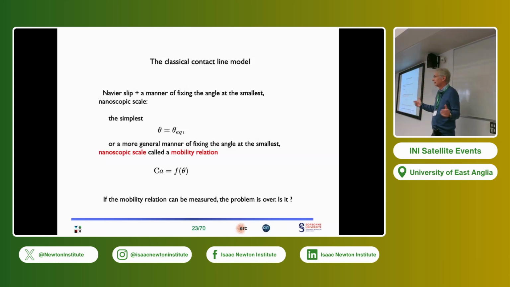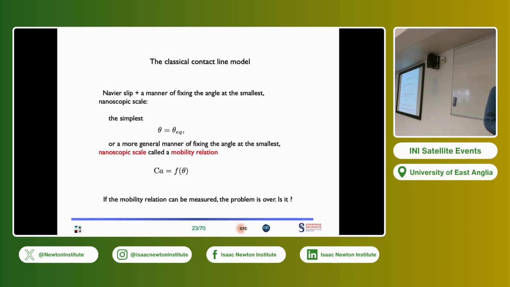What's wrong with that? Well, what can be wrong is that, for example, you measure the mobility relation on a droplet sliding on an inclined plate, and then you measure the mobility relation on a withdrawing plate or a plunging plate, and you get different results. So that is really bad, right? Moreover, it's also hard because optics don't work at a nanoscopic scale. So how do you do the measurement? These are difficult problems, and there is no obvious answer to that.